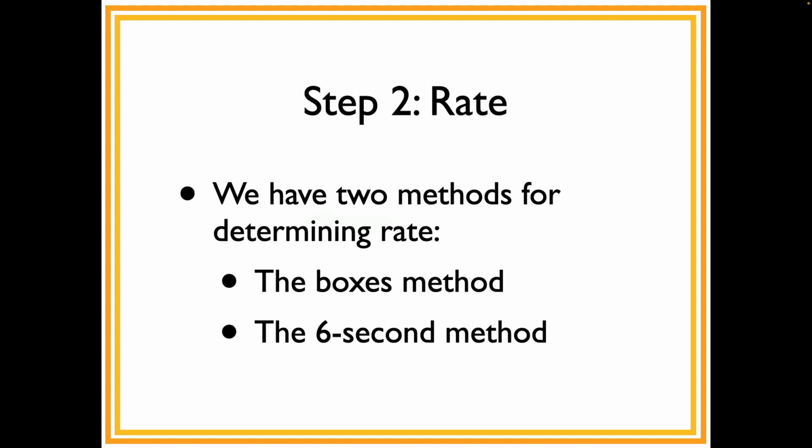Who remembers, one large box, so 5 small boxes, one large box, what part of a second is it? 0.2. So another way of saying 0.2 is 1/5. So every large box represents 1/5 of a second. So a little math problem. How many boxes does it take for 1 second? 5. So five large boxes represents 1 second, and that's the basis of the boxes method.